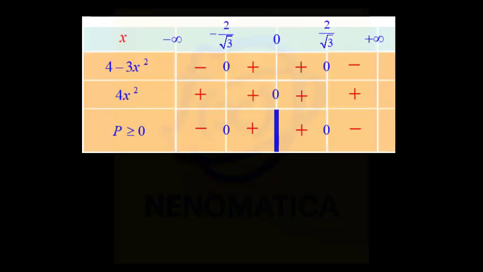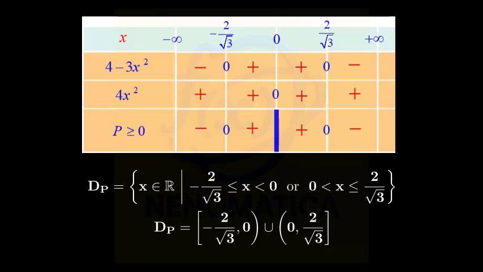Step 5. Use a number line to analyze signs. The critical points are negative 2 over root 3, 0, and positive 2 over root 3. The numerator 4 minus 3x squared is positive between its roots and negative outside. The denominator 4x squared is positive everywhere except 0, where it is 0 and undefined for the fraction. Therefore, the fraction is non-negative on the intervals inside the roots, excluding 0.